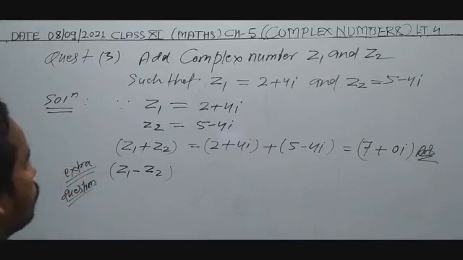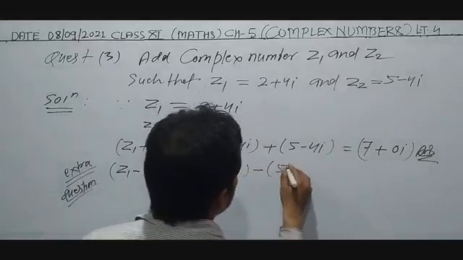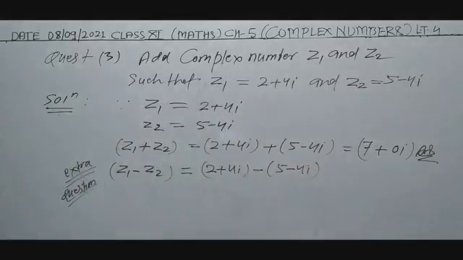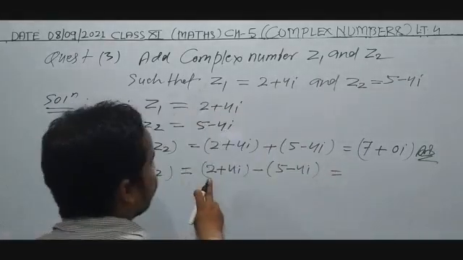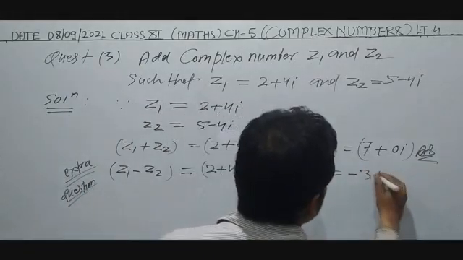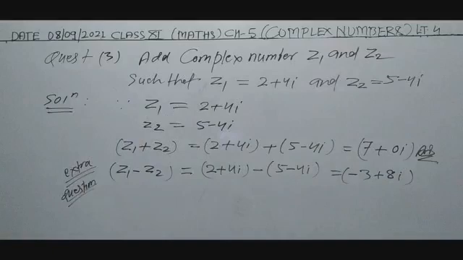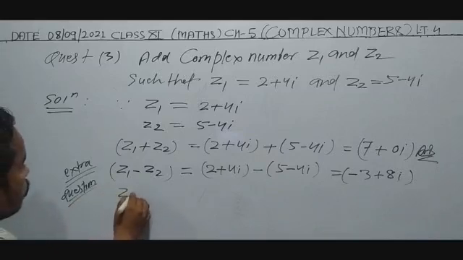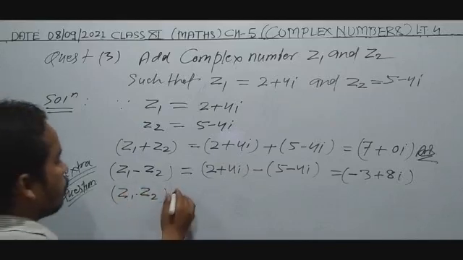Extra question. Suppose you have to find out Z1 minus Z2 in case 2 plus 4i minus (5 minus 4i). So what will you get as the result? You will get 2 minus 5, that is minus 3, and plus 4i plus 4i, that is plus 8i. This is the subtraction. Now suppose you have to multiply. Suppose you have to find out Z1 into Z2.